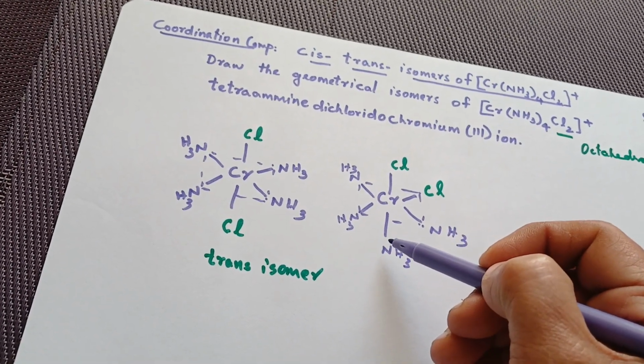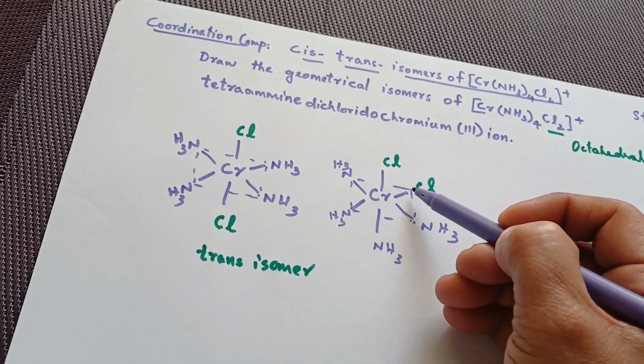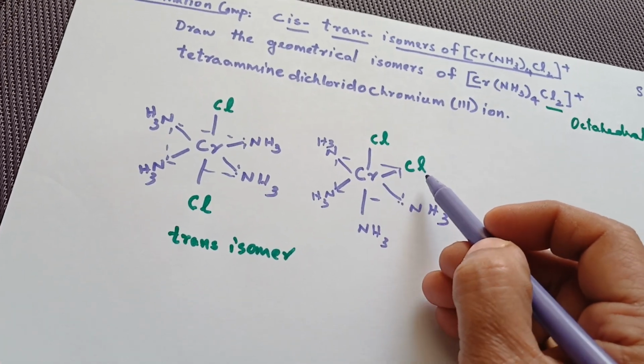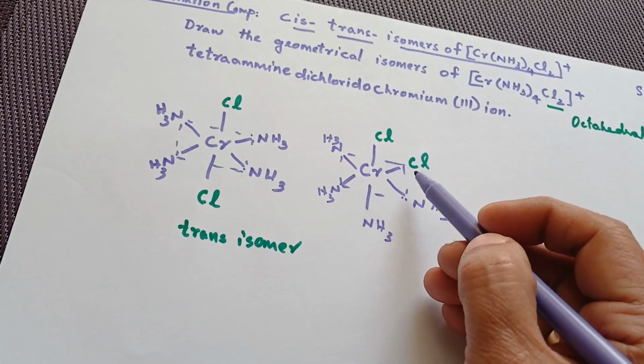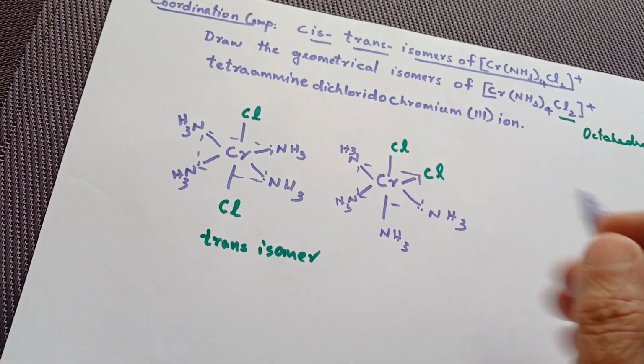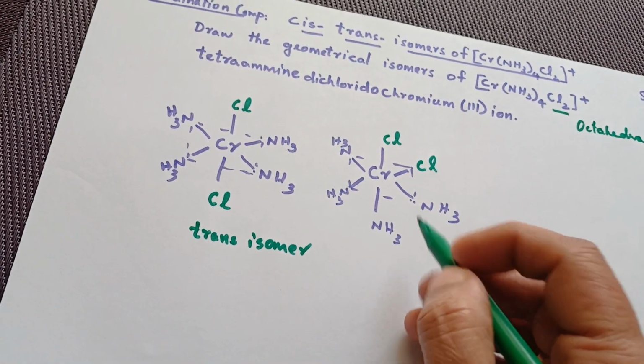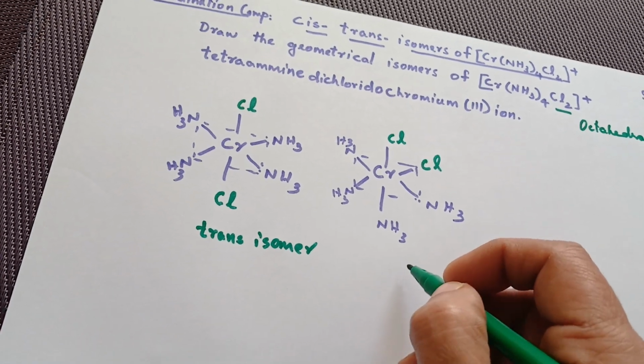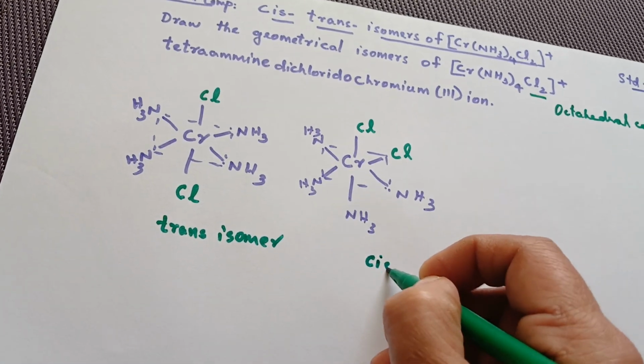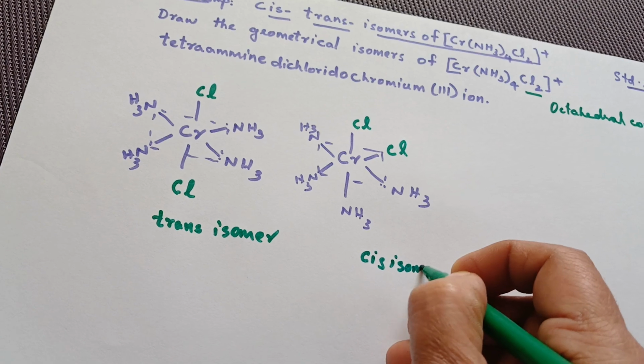Here also cis. But here the decisive factor, the decisive ligand, are the chloride ligands. Whichever isomer it is will depend on the position of the chloride ligands. So this will be the cis isomer.